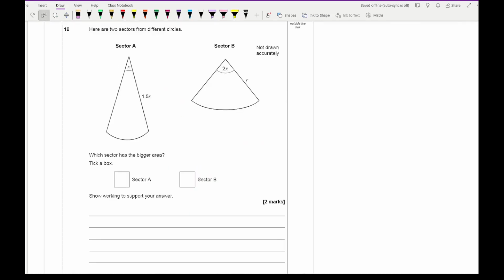So moving on to question 16, it says here are 2 sectors from 2 different circles, and the question is asking us which sector has the biggest area.